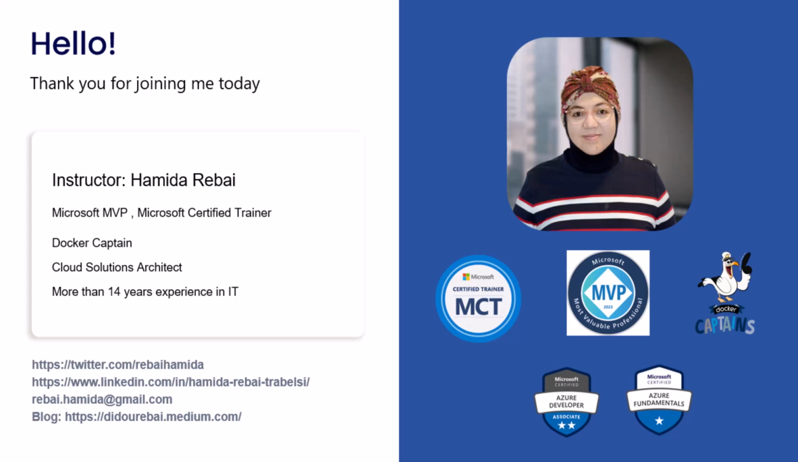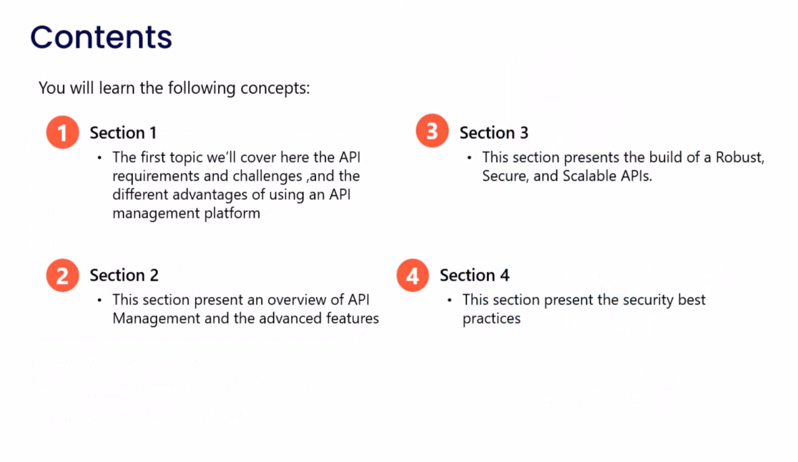Today we will cover some concepts. We have 4 sections. The first one is about API requirements and challenges, and the different advantages of using an API management platform. Next, we present an overview of API management and the advanced features. After section 3, we will present how to build robust, secure, and scalable APIs, and in the end, we will talk more about security best practices in Azure API Management.